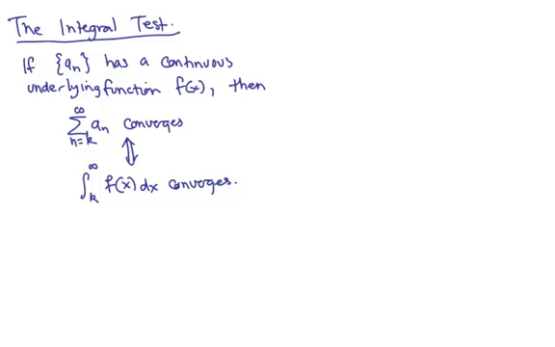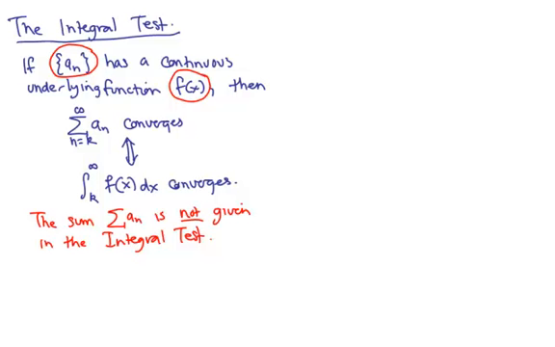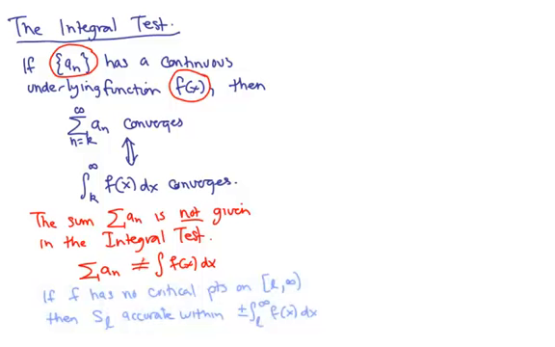The actual sum of the series, if it converges, is not given in the integral test. Students like to think that the sum of the series and the improper integral are the same thing, but in fact they're not. However, if f has no critical points on the interval from L to infinity, then the Lth partial sum will be accurate to within plus or minus the integral from L to infinity of f of x dx.